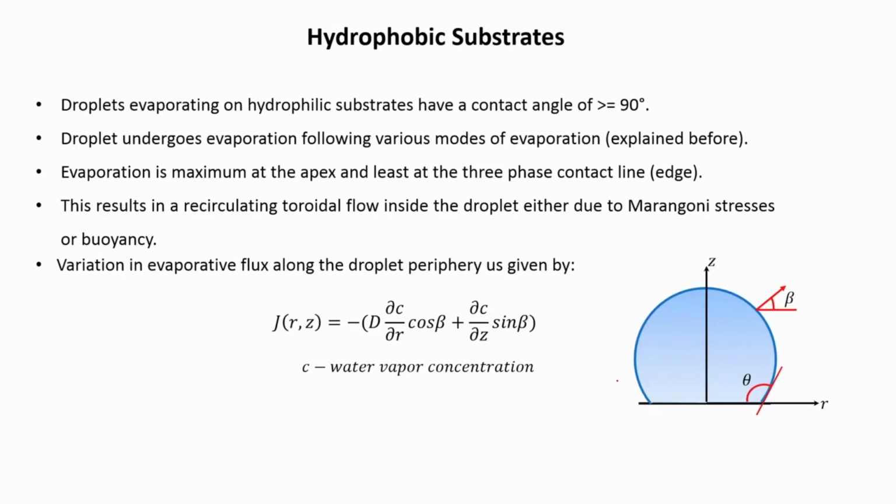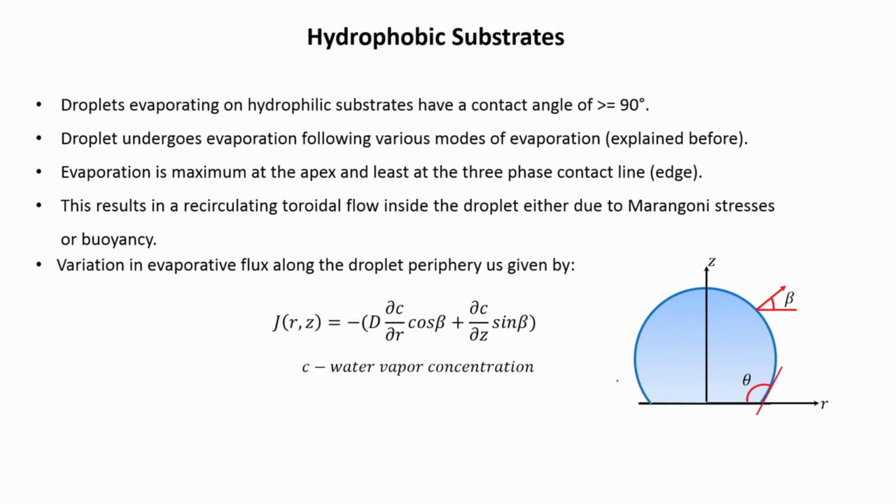Now, dedicated to hydrophobic substrates, it is interesting to see a few more things. For hydrophilic, we said that the flow was very nice, it was radially diverging outward, right. And we saw the various modes of evaporation, and we saw that the evaporation is maximum at the 3 phase contact line, okay, and low at the apex.